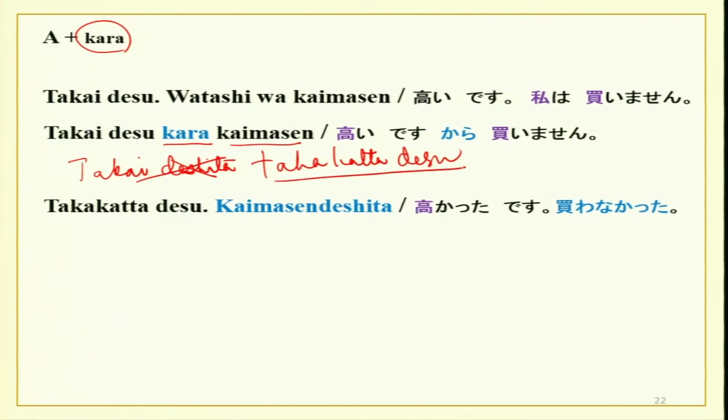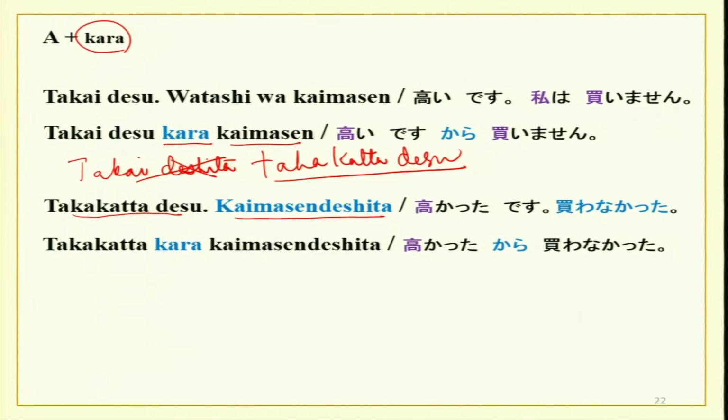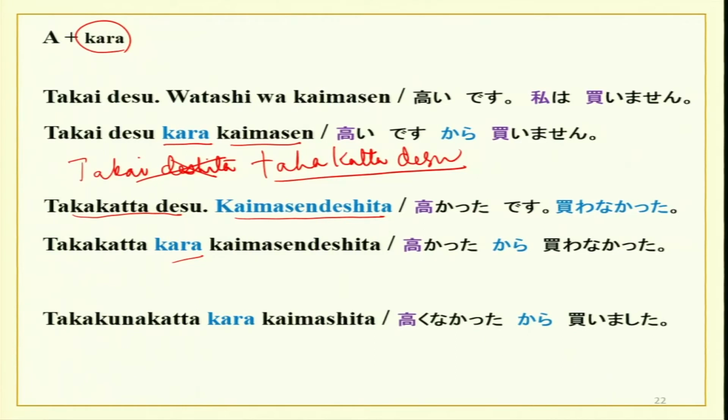So, this is important, it comes in exams, and we as foreigners, because we are not using it all the time, do get confused. So, takakatta desu, it was expensive, thus kaimasen deshita. So, how are we going to use kara? Takakatta kara kaimasen deshita. Now, in past negative, takaku nakatta desu. Takaku nakatta kara kaimashita. It was not expensive, thus I bought it.